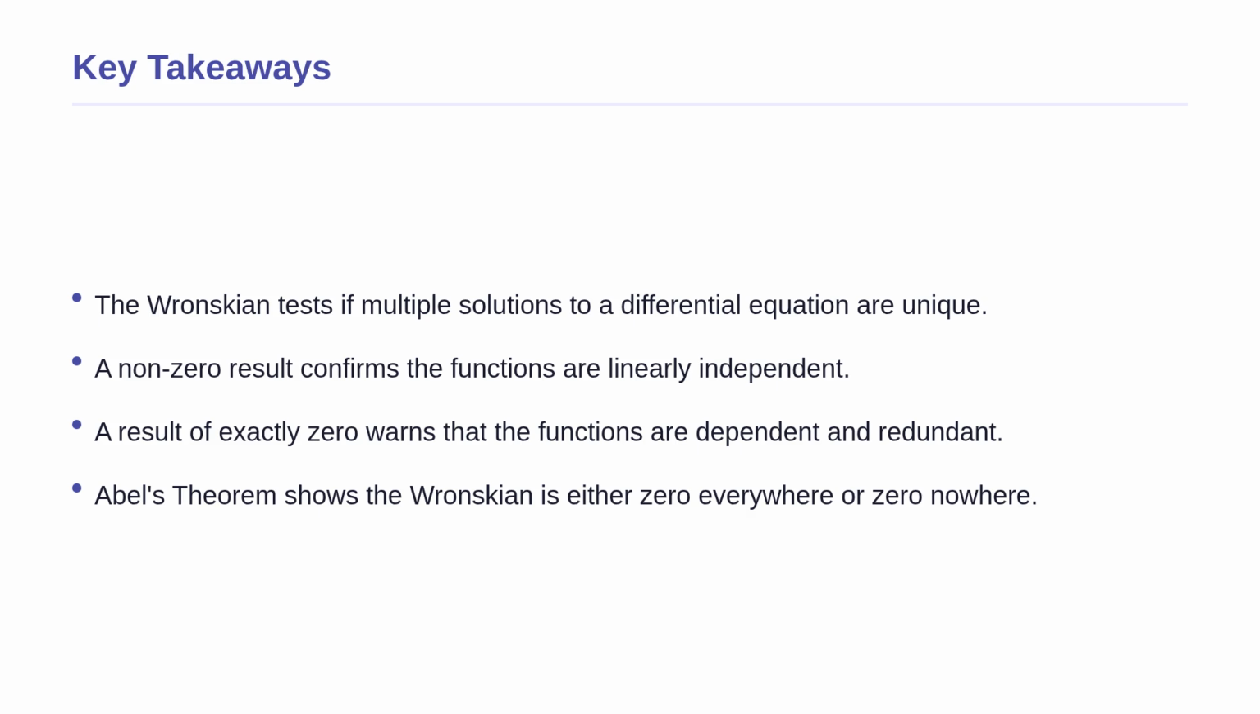Conversely, a result of exactly 0 warns us that the functions are dependent. Finally, Abel's theorem provides a powerful shortcut, proving the Wronskian is either 0 everywhere or nowhere. You now have the tools to confidently analyze differential solutions.